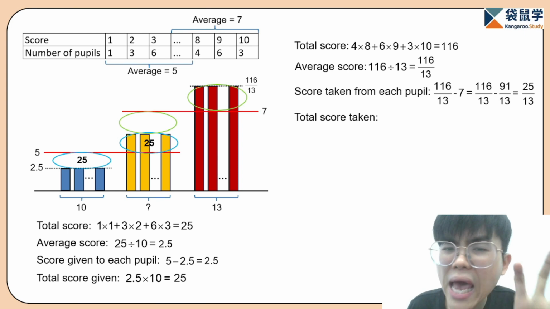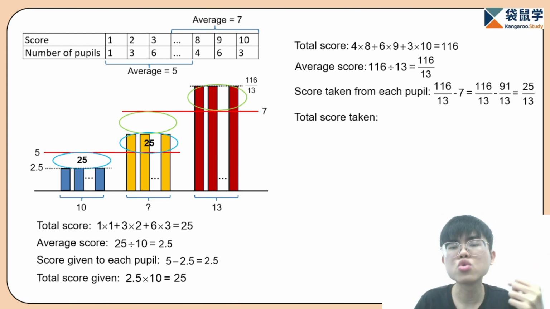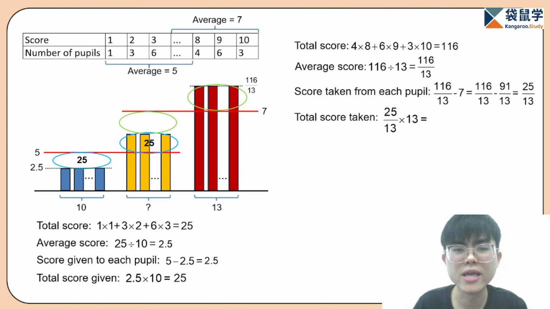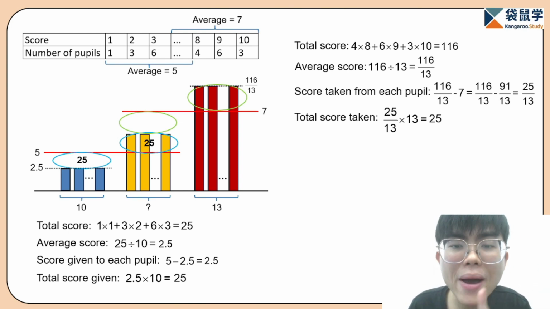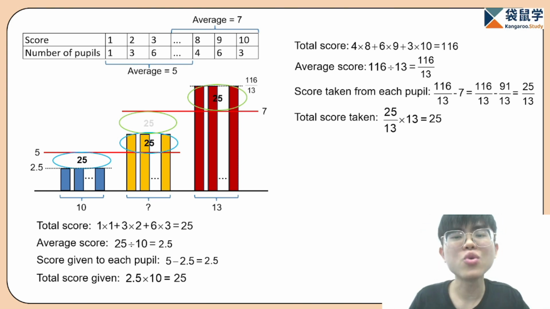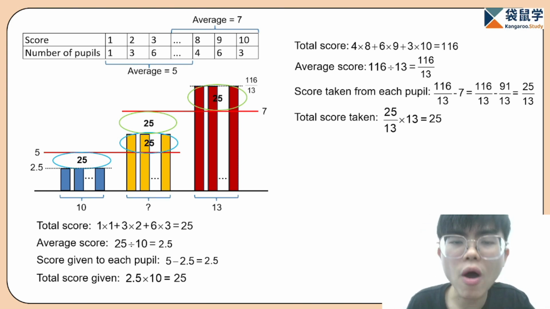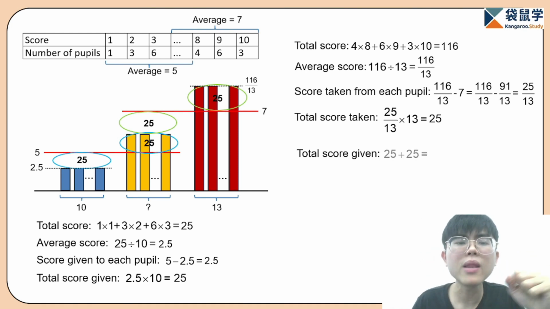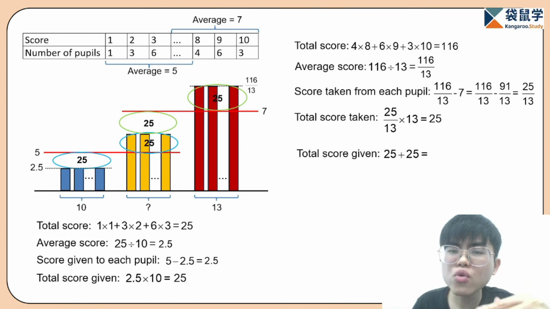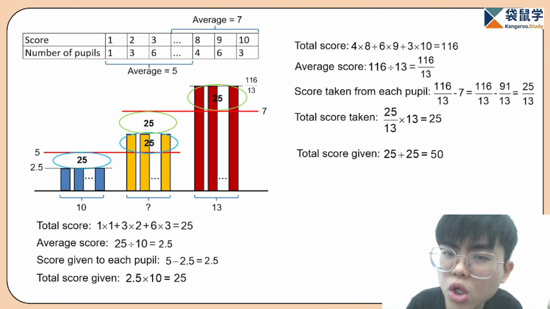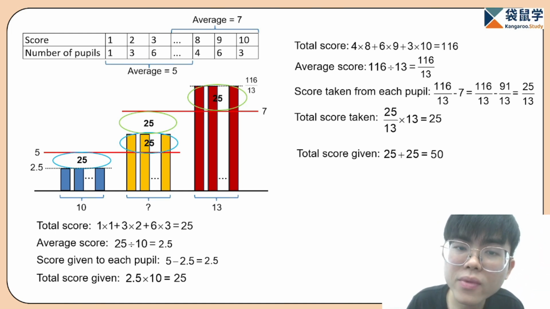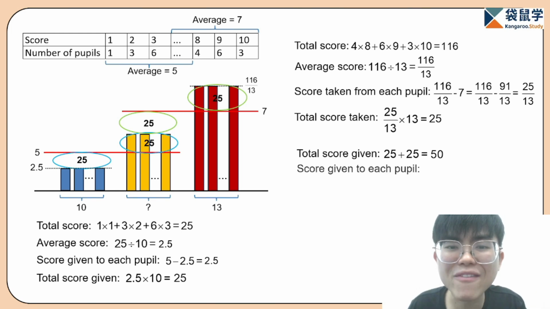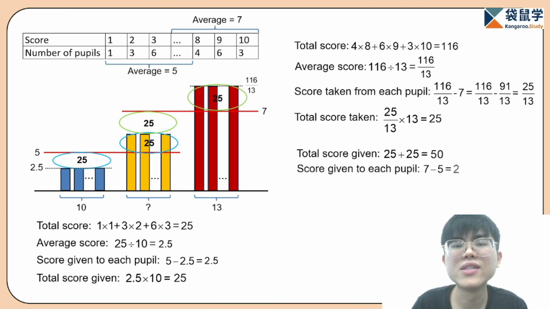So the total score that is taken from this group of people is just 25 over 13 multiplied by 13, and we have 25. So now we know that the extra part is 25 and the lacking part is also 25. So now for the middle group of people, we found that the total score that we have to give to them is 25 plus 25, which is 50. So from the average of 5 to average of 7, how many scores do I have to give each of them? It is simply 7 minus 5, we have 2.